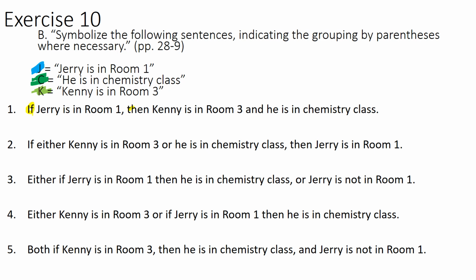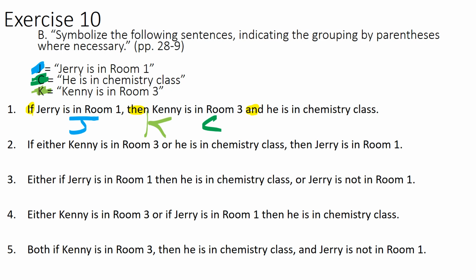If Jerry is in room 1, then Kenny is in room 3, and he is in chemistry class. Overall, we have a conditional. The if-then is a dominant connective. The and is a minor connective. It is within the conditional's consequent. Jerry is in room 1 is a J. Kenny is in room 3 is a K. He is in chemistry class is a C.